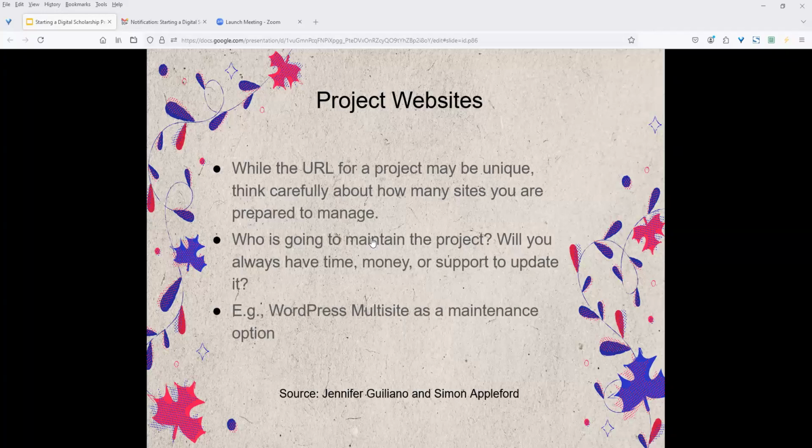Project website. So you want to commit to a URL domain. While the URL for project may be unique, think carefully about how many sites you are prepared to manage. So if you just have one website, okay, that's fine. Who is going to maintain the project? Will you always have time, money, or support to update it? These domain names and websites, they have annual fees. So how are you going to maintain that going forward? So example, WordPress multi-site has a maintenance option that you can explore.